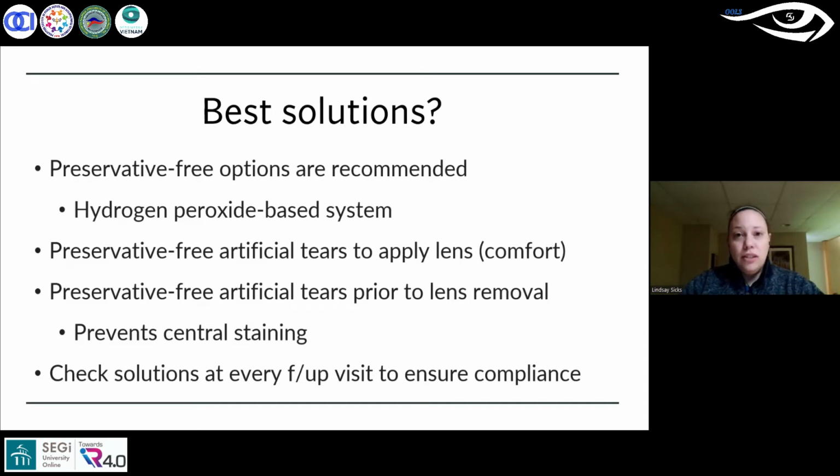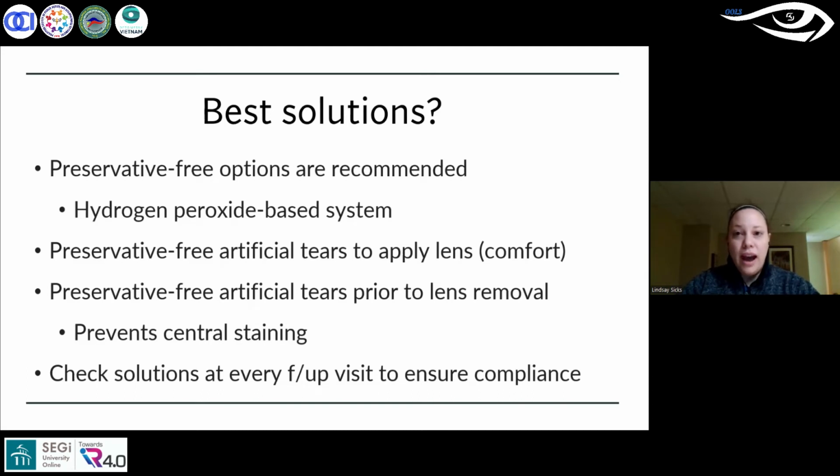We also like our patients to use artificial tears to apply the lens. So they put a couple drops in the bowl for comfort purposes prior to lens application. This is ideally also preservative-free, kind of a single vial unit dose tear. And then when the patient wakes up in the morning, we love for them to put a preservative-free tear in as well, kind of close that eye and make sure that the lens is centered on the cornea and it's mobile prior to removing it. And we prefer removal with a suction cup in this case.